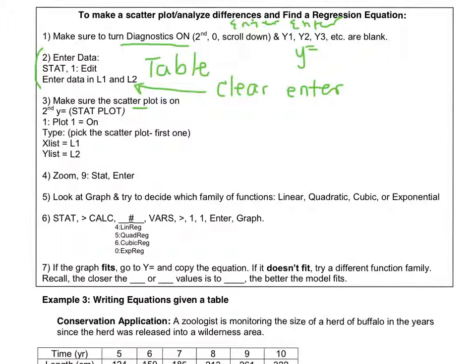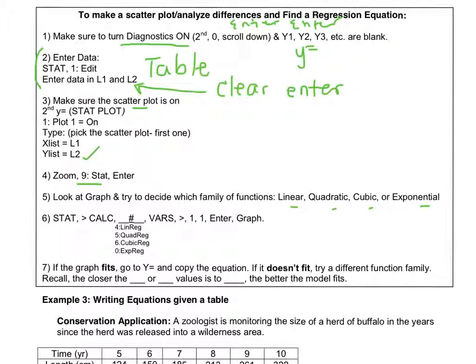We need to make sure the scatter plot is on. That means that you're telling your calculator to plot the points that you tell it to. So you'll press second y equals, and right now mine says that plot 1 is off. So I'm going to select plot 1 by hitting enter, and now it's blinking on top of the on, so I'm going to press enter on top of that. I'm going to make sure that it's on the scatter plot and that my x and y lists are L1 and L2. So that's all set. So once we have the data in, we'll press zoom 9, and that will show us the graph, and then we just have to look at the shape and try to decide which one we think it is.